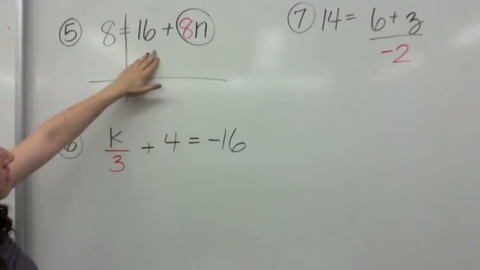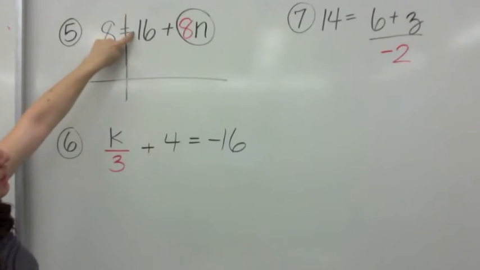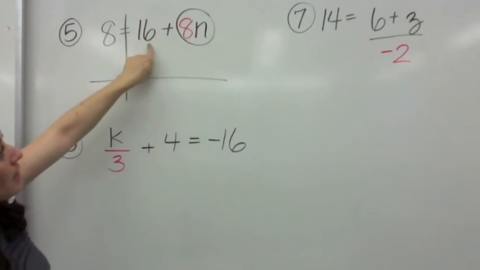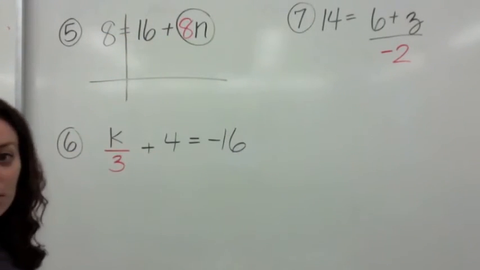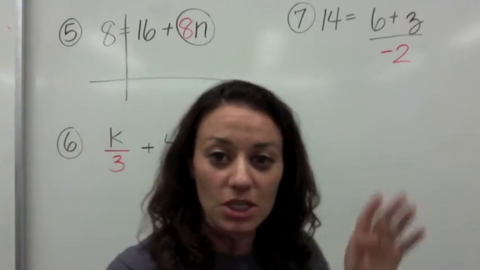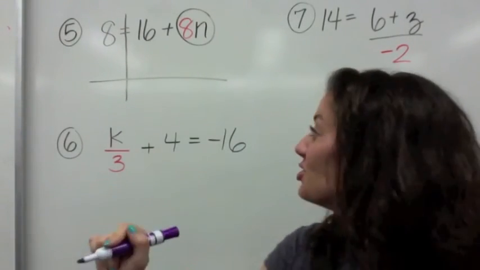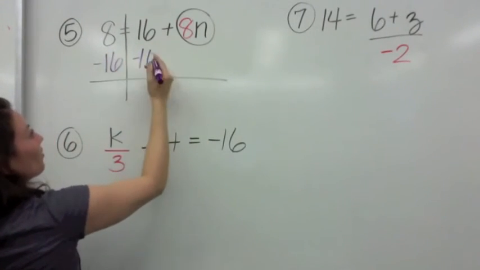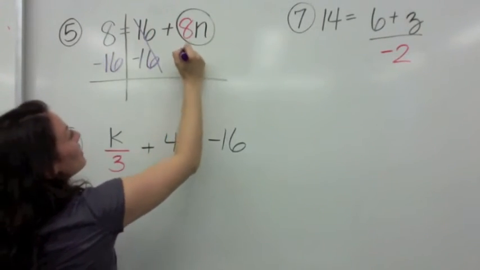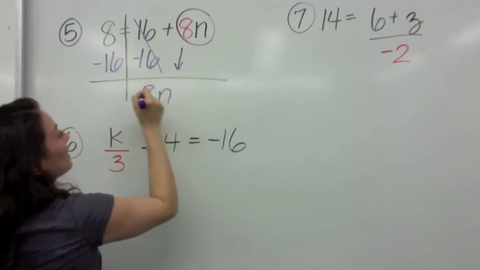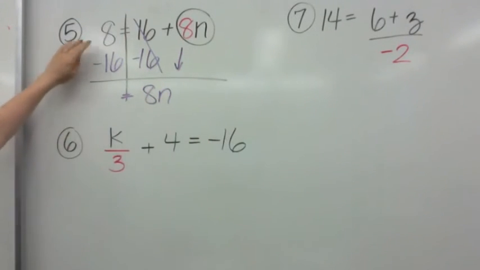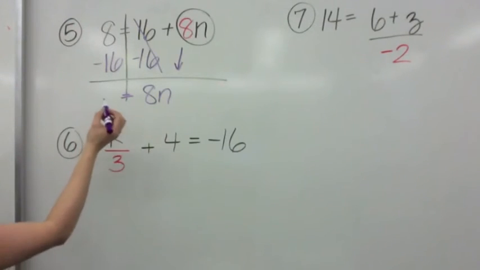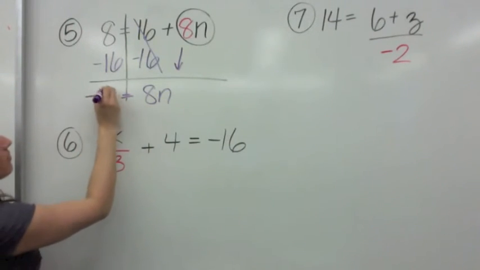What do you have to do next? Because there's no sign in front of 16, even though you know you're adding 16. So what do you want to do? You want to do the opposite of positive 16, which is? Subtract. Good job. You're going to subtract 16 from both sides. So 16 minus 16 is 0. Bring down 8n, and 8n will be 8 minus 16. These are different signs. Different signs subtract. Keep the sign of the bigger number. You should get negative 8.